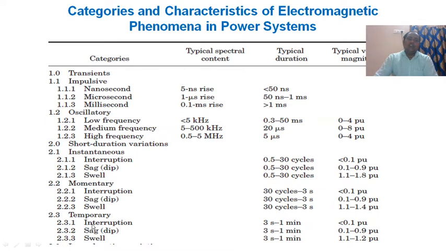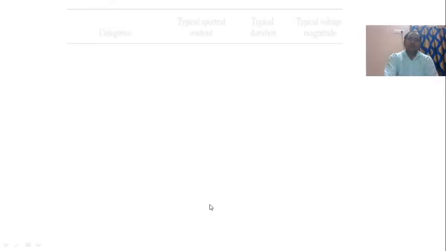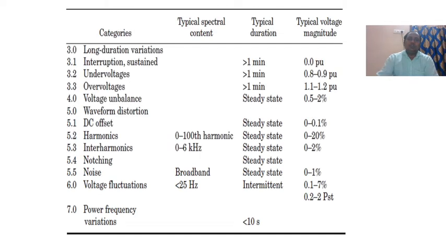In temporary duration, we have interruption, sag and swell, the same as before, but the typical duration is 3 seconds to 1 minute for all temporary variations. The typical voltage magnitude is less than 0.1 per unit for interruption, 0.1 to 0.9 per unit for sag, and 1.1 to 1.2 for swell. So the third one is long duration variation.